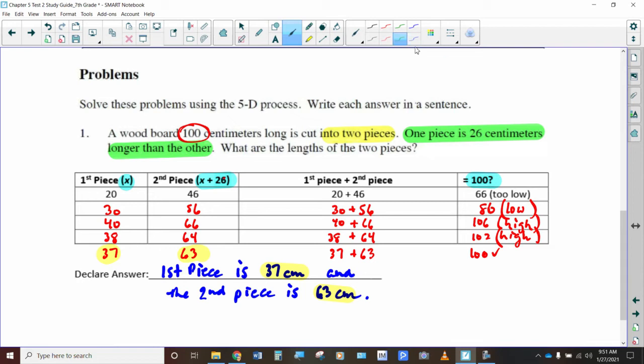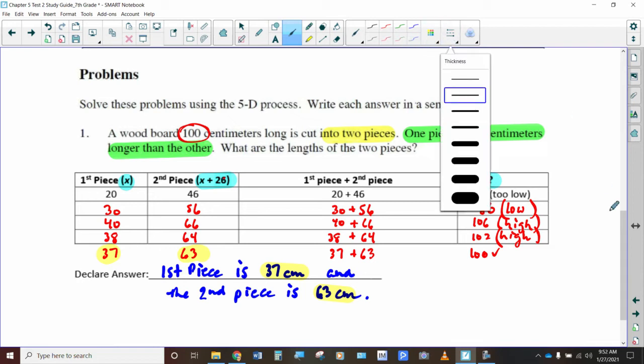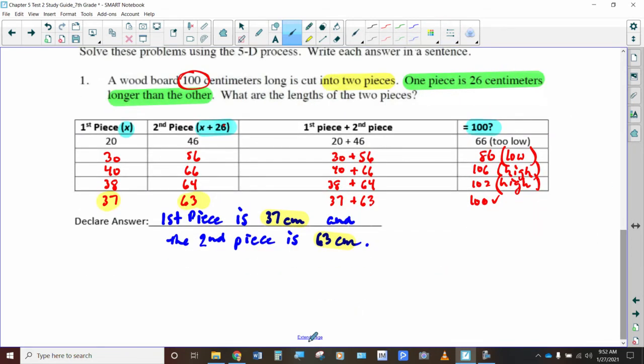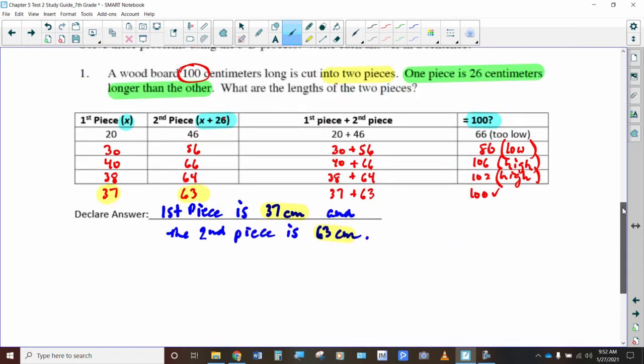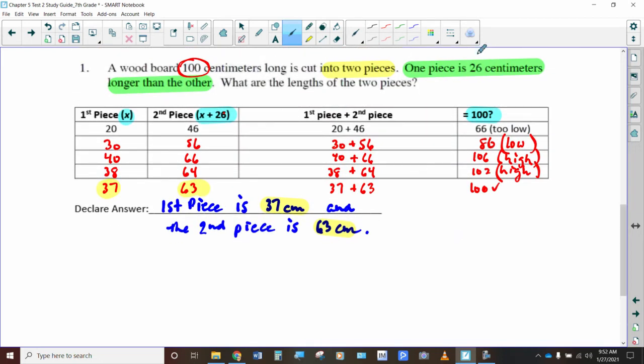Now, I'm going to encourage you to try and solve these algebraically. So let's take a look at this problem and see how long it takes me to solve it algebraically. I've got two pieces, right? I got the first piece, which is defined by x. I got the second piece, which is defined by x plus 26. When you combine those two pieces, the answer is 100.